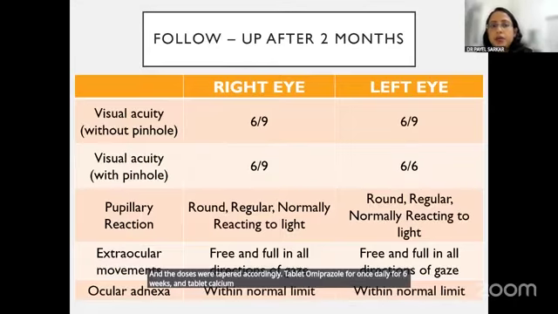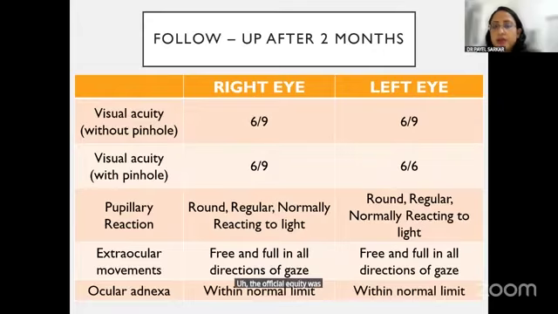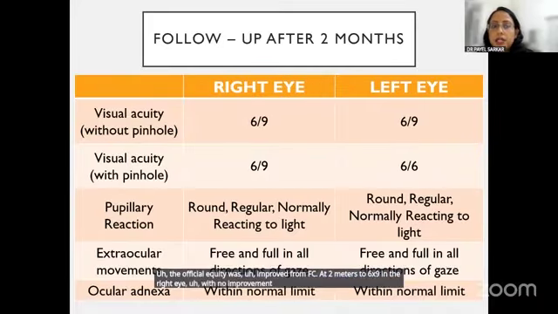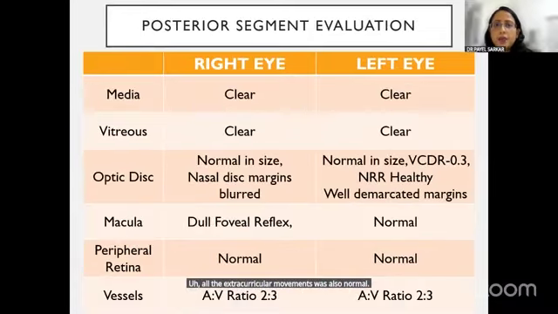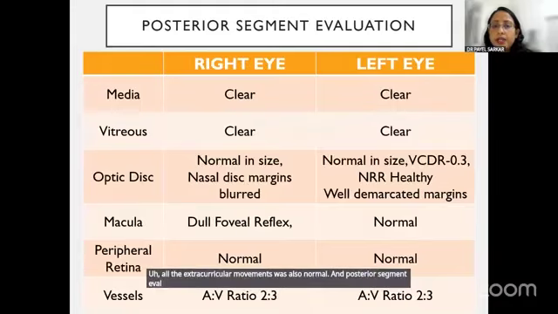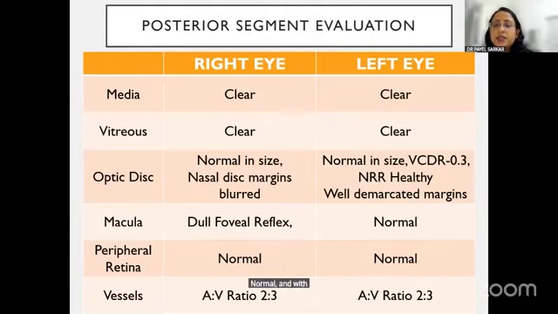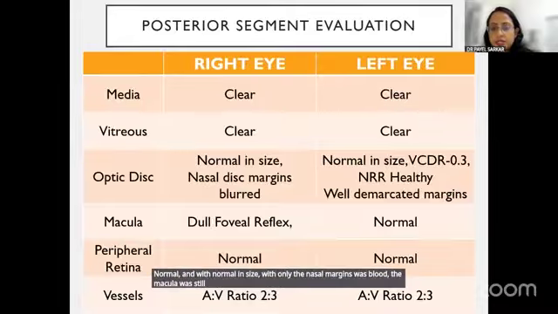On follow-up after 2 months, the visual acuity in the right eye had improved from finger count at 2 meters to 6/9, with no improvement with pinhole. The pupillary reaction was now normal. All the extraocular movements were also normal. On posterior segment evaluation, the optic disc was normal in size, with only the nasal margin blurred. In the macula, the foveal reflex was still dull.